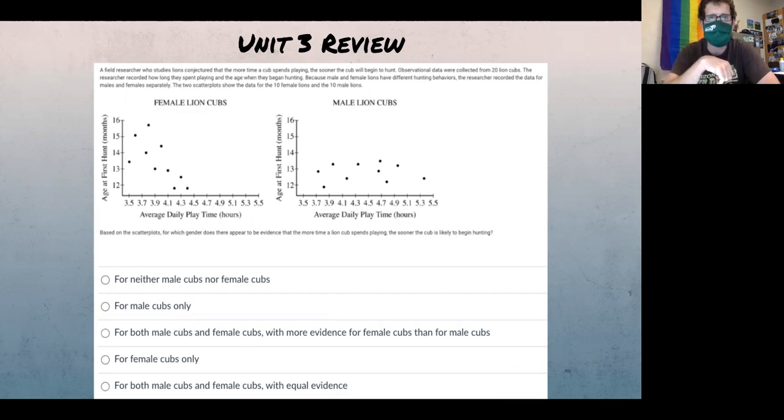Now, I wonder how they tell the difference between the two, because they're probably not just getting right up to the lions to find out. But anyways, there you go. You got a couple scatter plots.